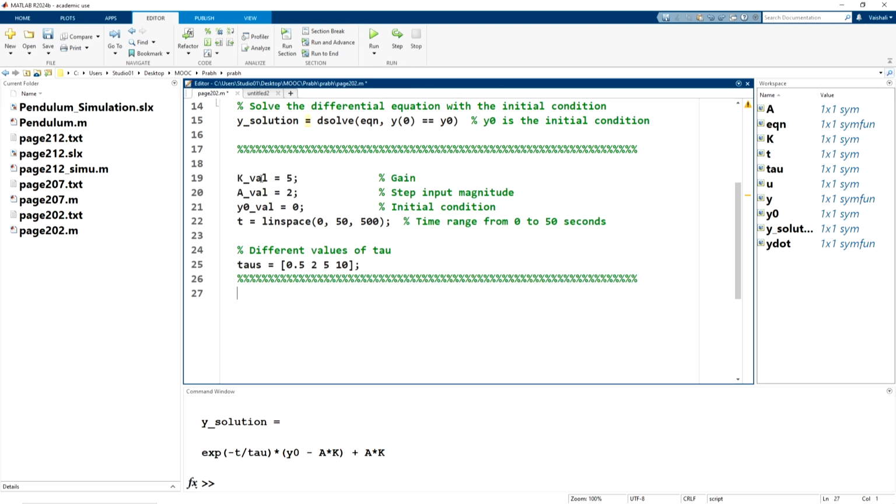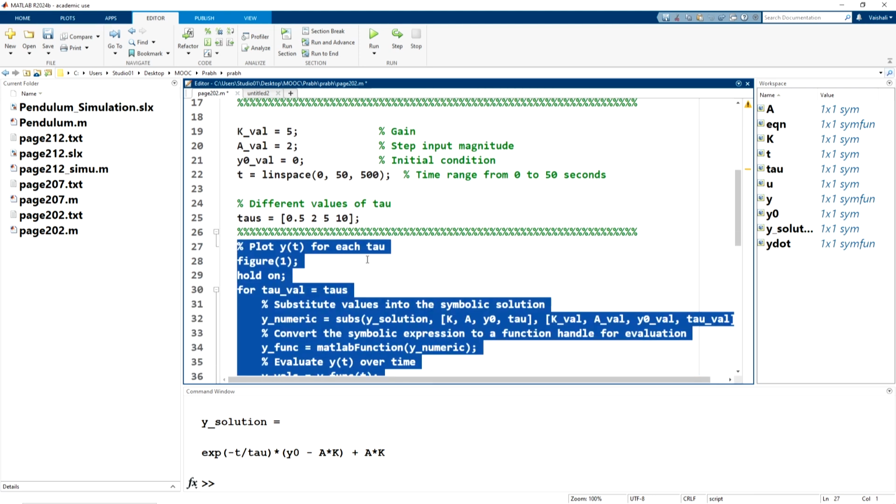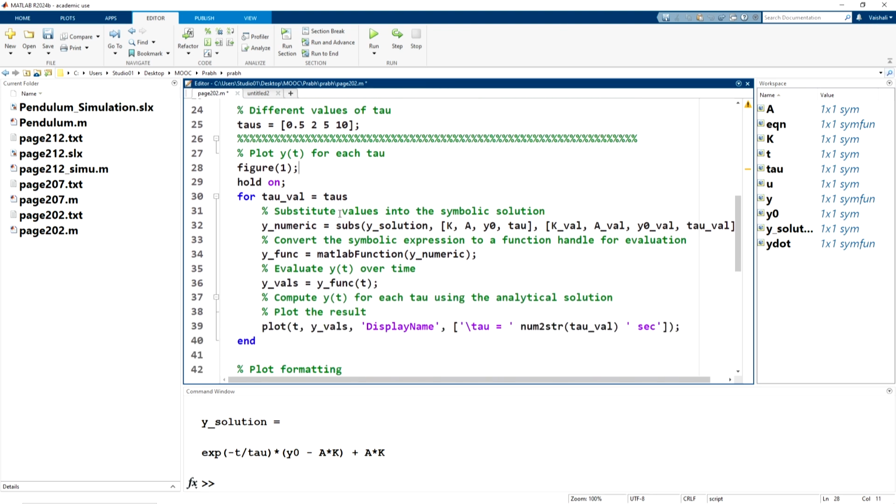Now I've considered a few variables here. Gain k is given as 5, a is given as 2, y naught, the initial condition, is 0, and the time range is from 0 to 50 seconds with a frequency of 500. Different values of tau I have taken as 0.5, 2, 5 and 10. Now I am trying to plot this response. I have named it figure 1, hold on. Then I have written a for loop for tau value in taus, which is 0.5, 2, 5 and 10.